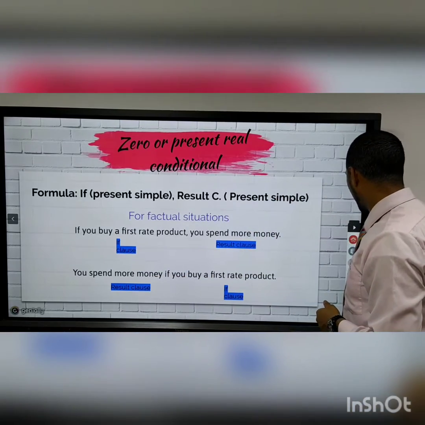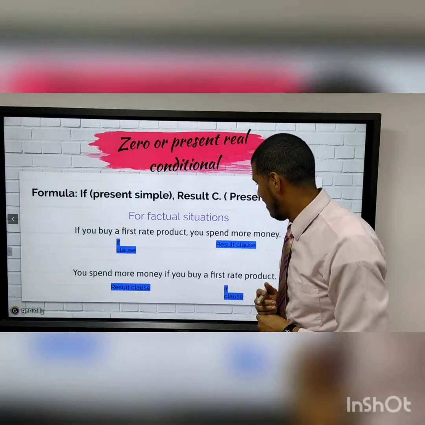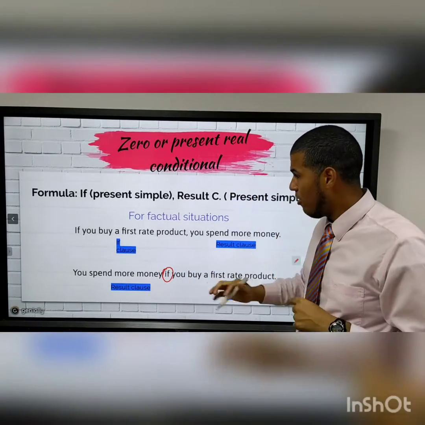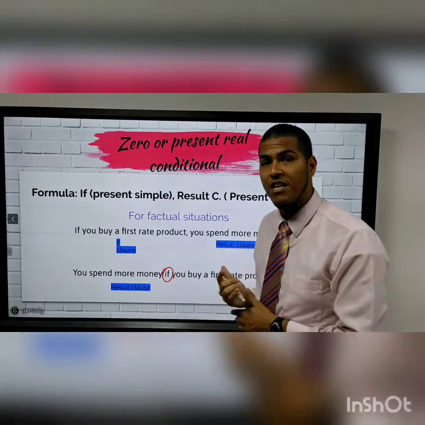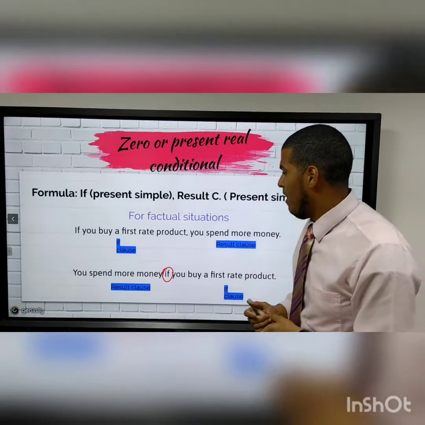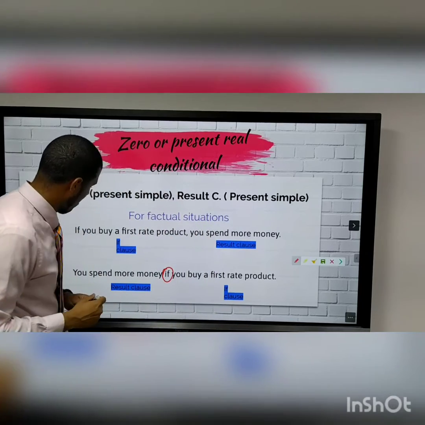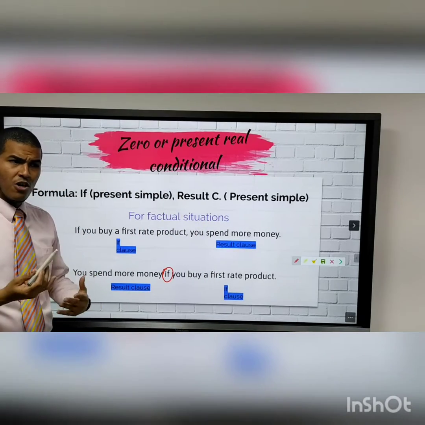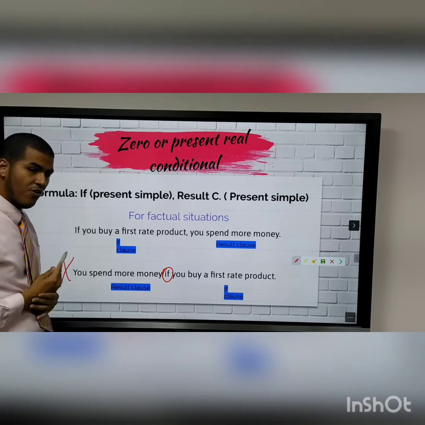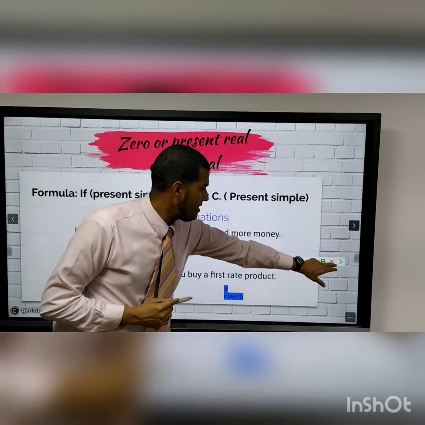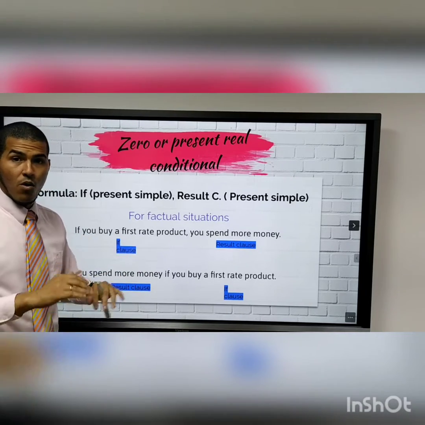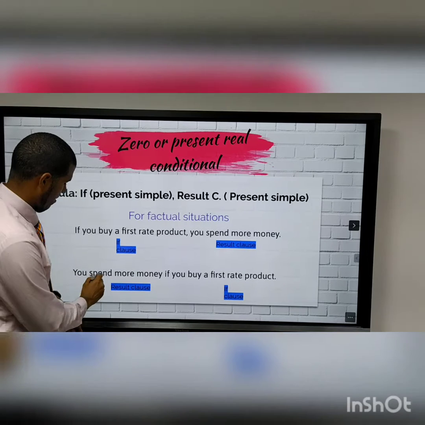In this case, it's different. The if clause is this one. Now you can observe that you are not starting with the if clause. You are starting with the result clause. So in this case, let's have a look. How do I know that I'm starting with the result clause? Basically because you are not starting with if. And in this case, the verbal tenses are the same, are equal, do not change.